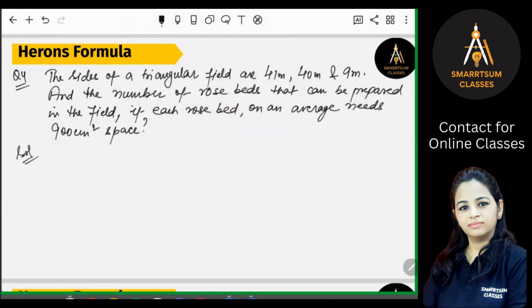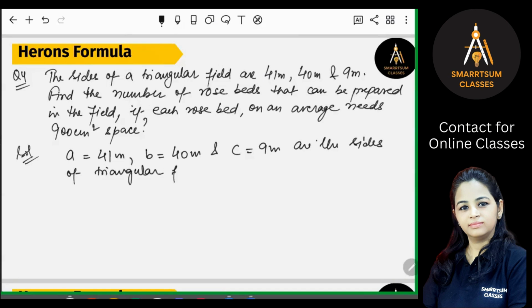So how to solve this question? We will first write down what A, B, and C are. These are the sides which are given here. Suppose A is 41 meter, B is 40 meter, and C is 9 meter. These are the sides of the triangular field. We first write down what is given to us in the question.